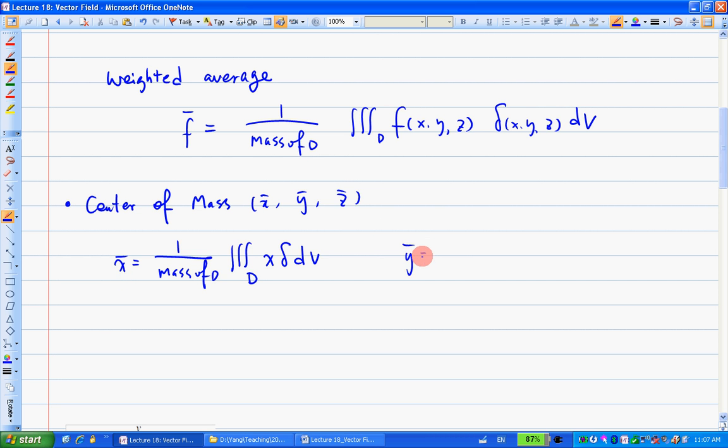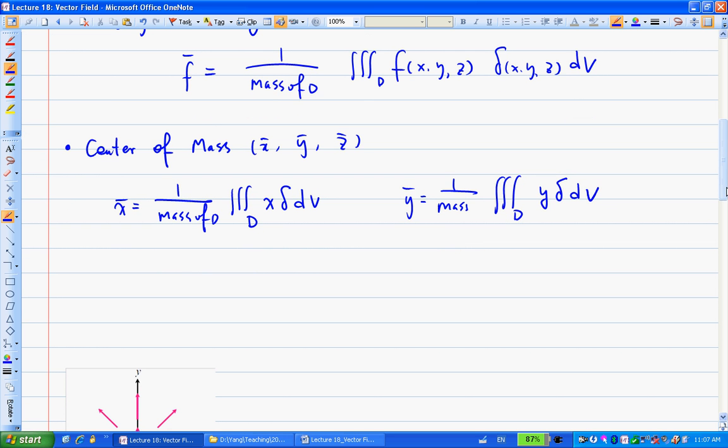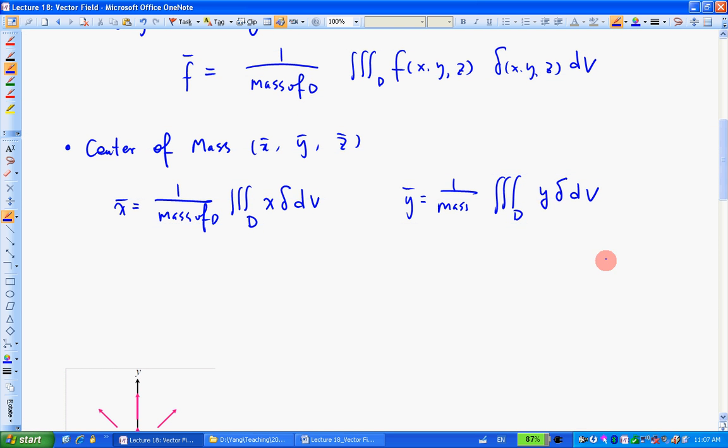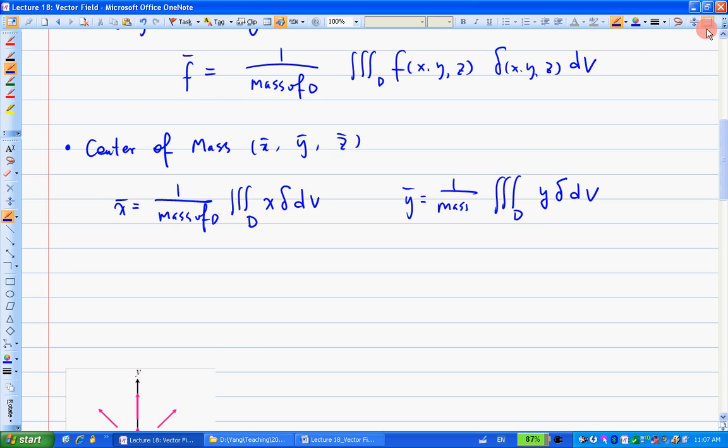Similarly, you have y bar. All you need to do is change this x to y, and for z bar change the x to z. I'll leave that z bar to you, and you can write z bar. Okay, so that's center of mass.